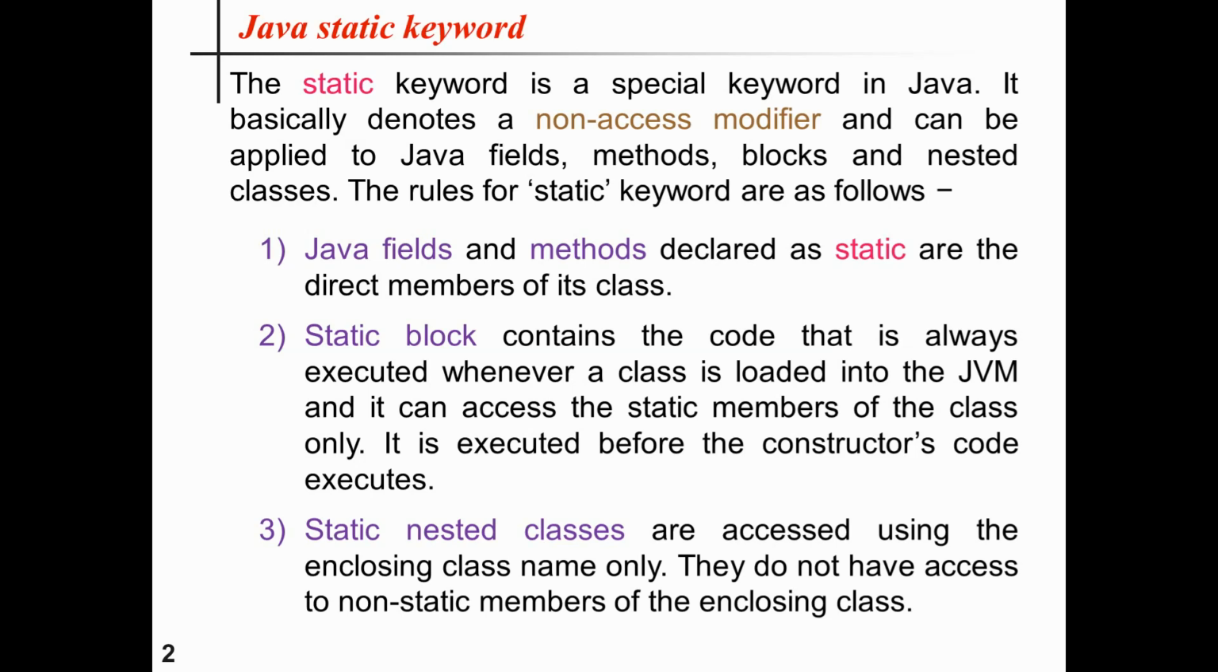Static block can access the static members of the class only. That is an important feature of the static block. Rule number 3 states that static nested classes are accessed using the enclosing class name only. I mean to say the outer level class. They don't have access to non-static members of the enclosing class. So these are the rules to be applied for the static keyword.